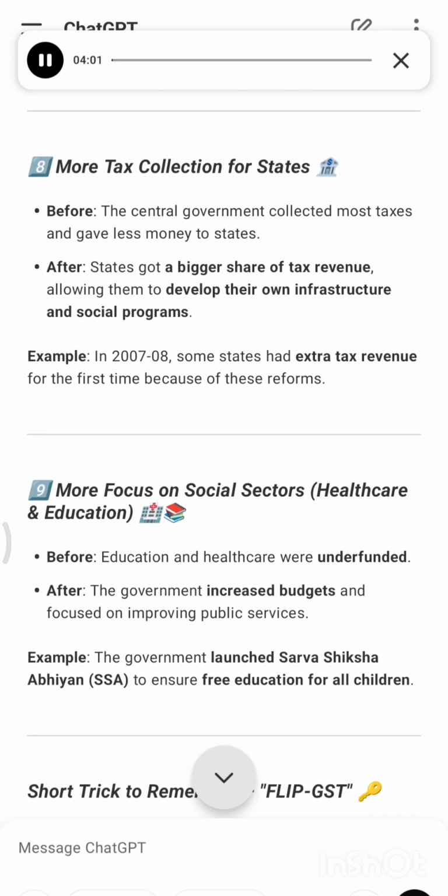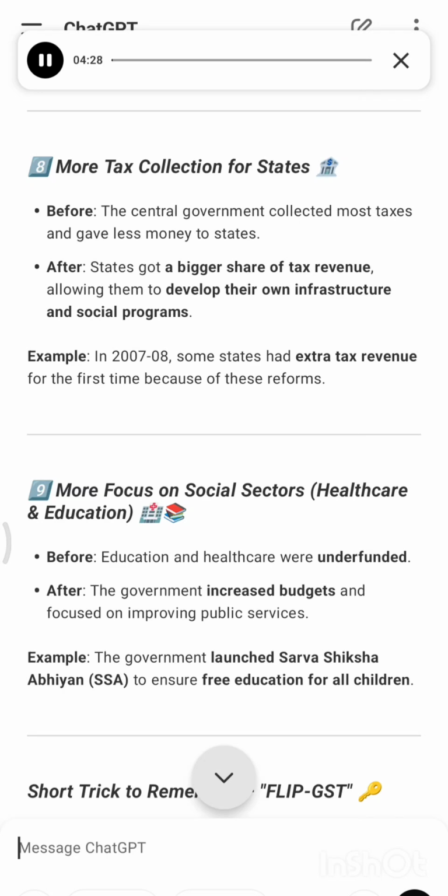8. More tax collection for states. Before, the central government collected most taxes and gave less money to states. After, states got a bigger share of tax revenue, allowing them to develop their own infrastructure and social programs. Example: in 2007-08, some states had extra tax revenue for the first time because of these reforms.